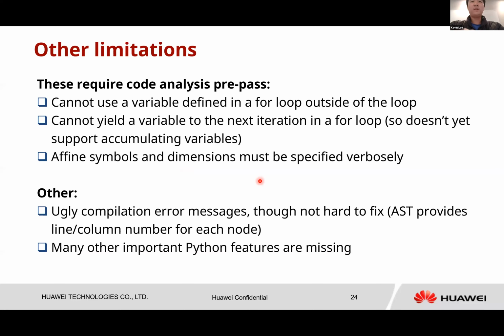Yeah, just a couple of other limitations, just to nail the point. We cannot use a variable that's defined in a for loop outside of the loop. That requires yielding in MLIR. We're not going to analyze that for now. We cannot yield a variable to the next iteration, so we cannot support accumulating variables either. And affine symbols and dimensions, as we have seen earlier, have to be defined explicitly, and it's quite verbose. It's not very desirable, but that also requires analysis. So we're just going to stick with that for now.